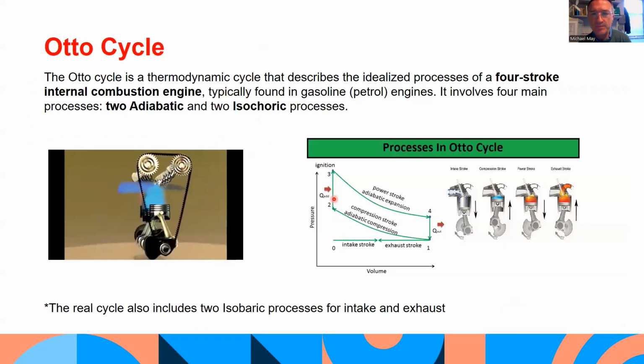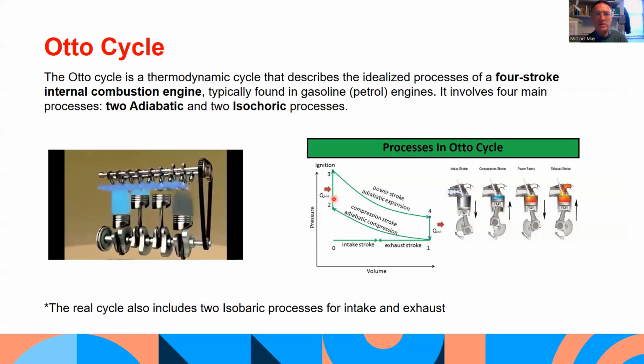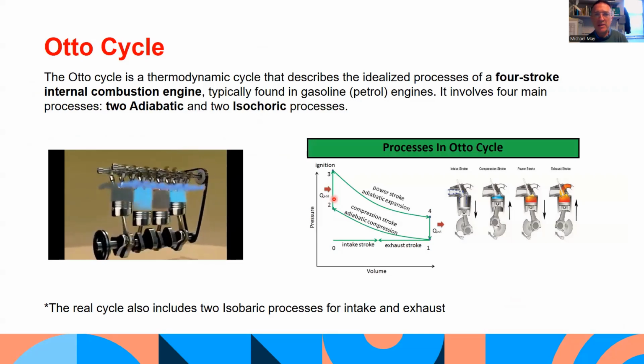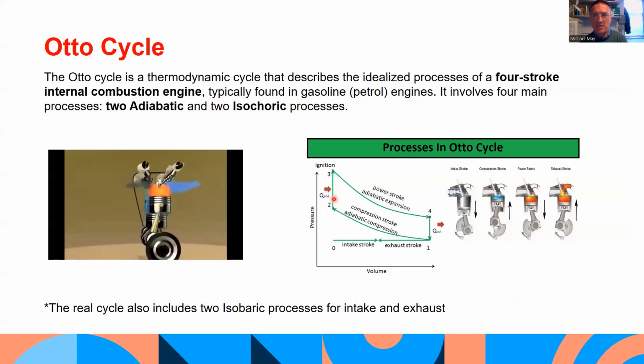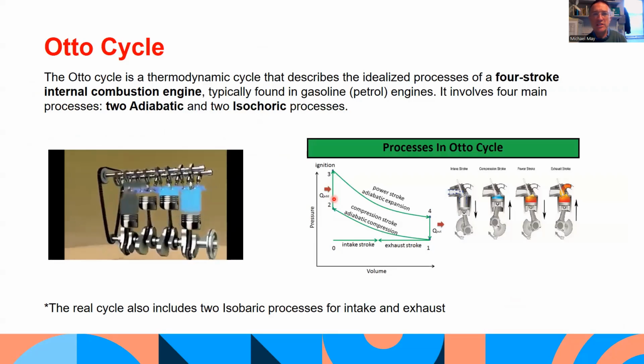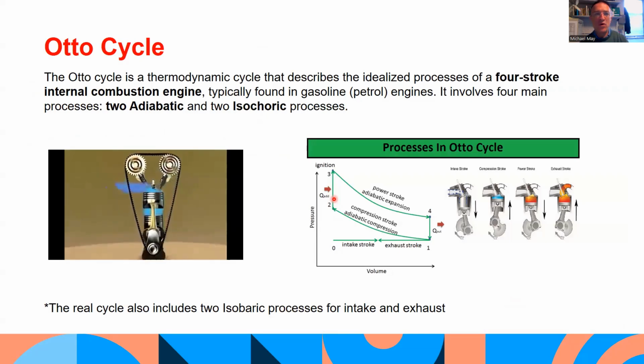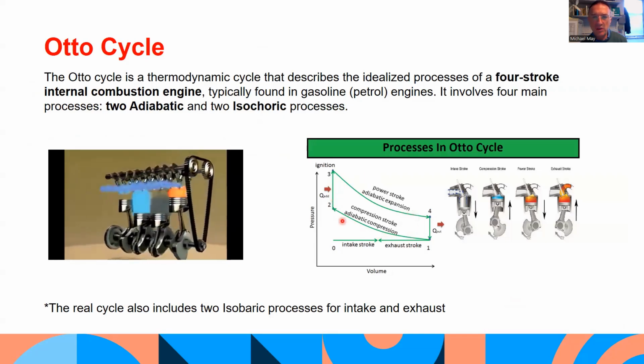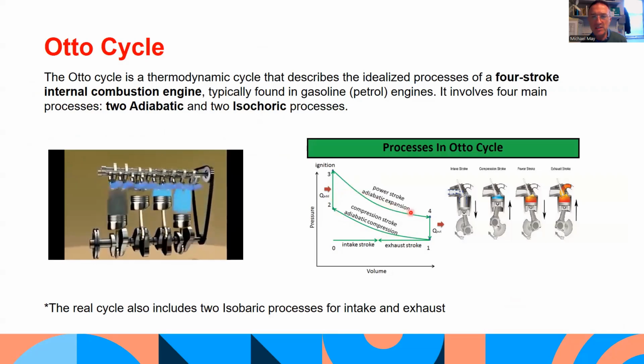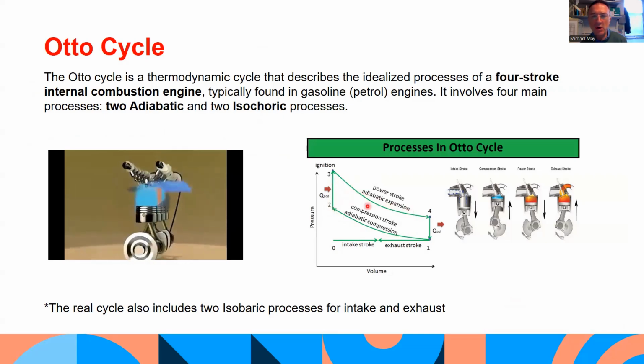The Otto cycle. An Otto cycle is a thermodynamic cycle that describes the idealized process of a four-stroke internal combustion engine, typically found in petrol engines. It involves four main processes, two adiabatic and two isochoric. So you've got the two adiabatic here, no heat transfer, and the two isochoric.